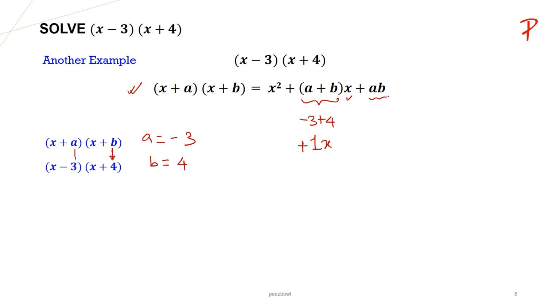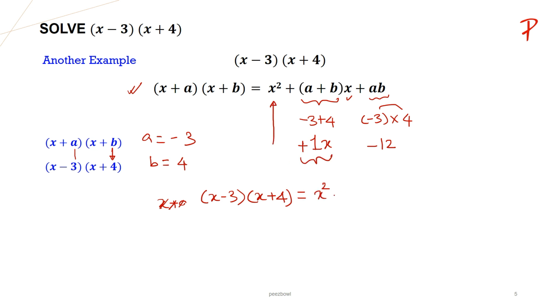For ab, we need to multiply minus 3 and 4. 3 multiplied by 4 is 12, and because I am multiplying a minus sign with a plus sign, the result is going to be minus 12, right? So the final answer for (x - 3) multiplied by (x + 4) is, first I have to write x square plus 1x or simply x, and after that minus 12. We can write it as x square plus x minus 12, right? So this is the answer.